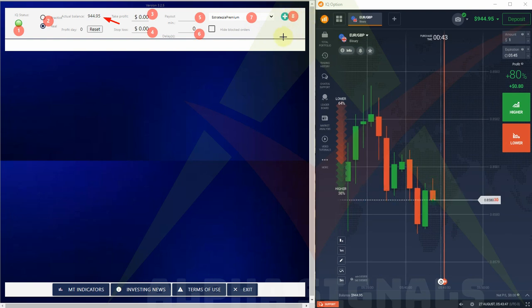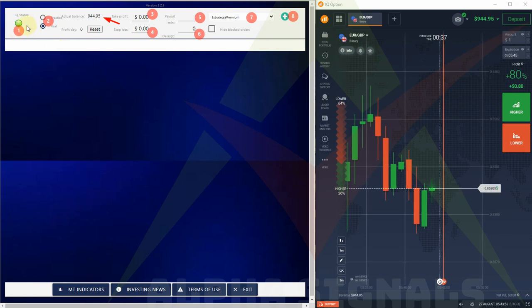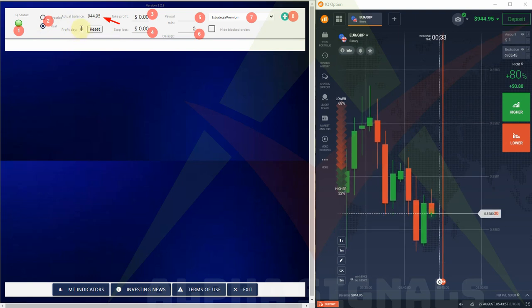So it's those 8 buttons. With these options you'll be done, right? So let's get into it right away. I've already set that to green. I've already set that to real account. This will show me at the end of the day how much I've made. I'm gonna go ahead and now select my take profit.